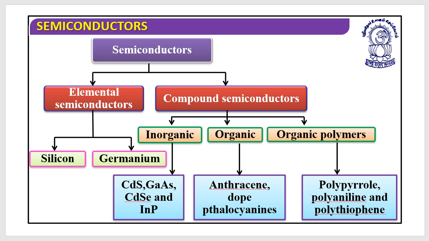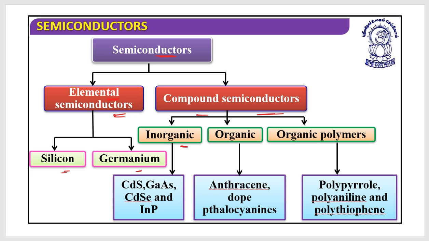Now let's classify the semiconductors. Semiconductors can be classified into two segments: elemental semiconductors and compound semiconductors. Elemental semiconductors could be of two types: one is silicon, another is germanium. And compound semiconductors can again be classified into three segments.